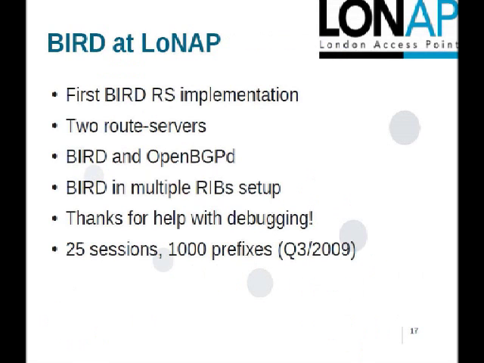And now to the concrete implementations. The first implementation of BIRD as a route server was done at LONAP. Those guys were very brave and helped us a lot with debugging and with adding some features that are necessary for a route server. As far as I know, they run two route servers, one is BIRD and one is OpenBGPD. And they ran it for, I don't know, 1,000 prefixes at that date. I don't know what the current status is.